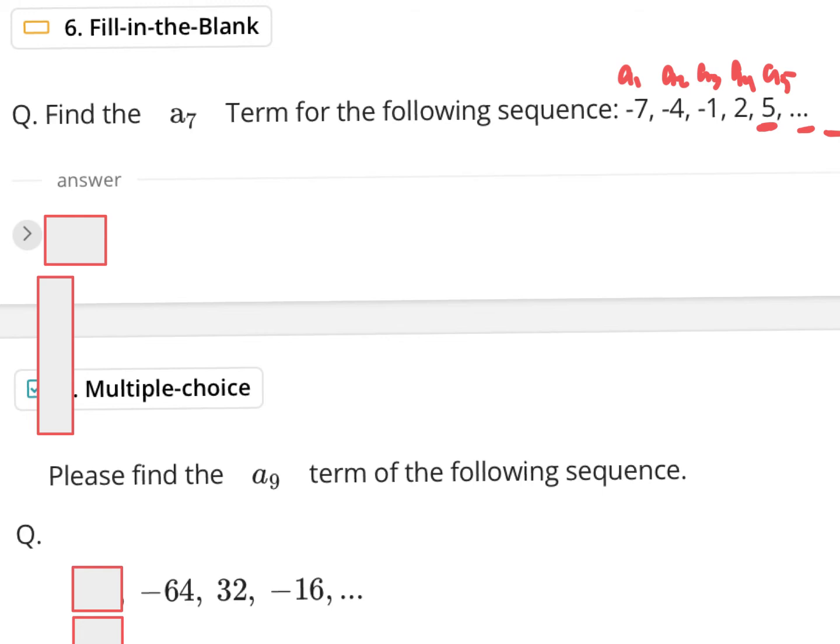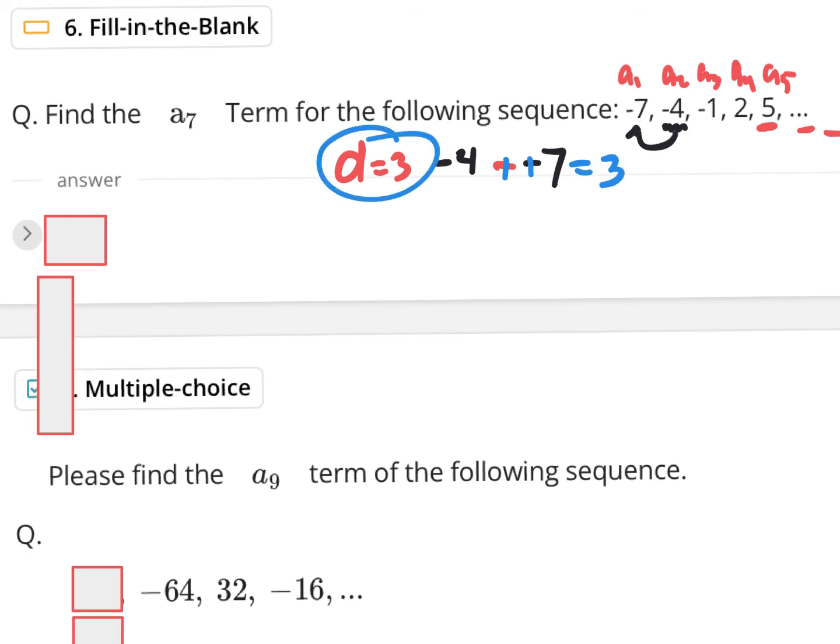As you can see, 5 take away 2 is 3. 2 take away a negative 1 is also 3. Negative 1 take away a negative 4 is also 3. Negative 4 take away a negative 7 is also 3. So there's definitely a common difference, 3. Once again, you take a number and subtract the previous one from it. Let me actually write that down. Negative 4, take away the negative 7, that will be 3. So the common difference is 3.